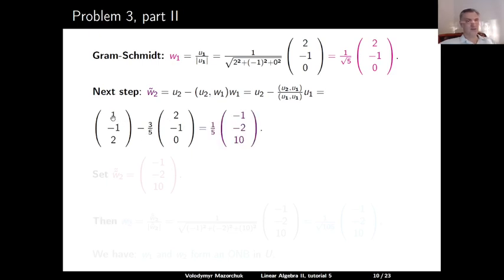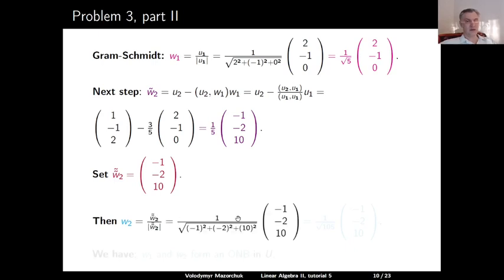We can compute this. So this is 5 minus 6 is minus 1. Minus 5 plus 3 is minus 2, and 10 plus 0 is 10, and with the coefficient 1 divided by 5. So now we can just forget this scalar multiple 1 divided by 5 and denote by w2 double tilde the vector (minus 1, minus 2, 10). So this vector is orthogonal to w1, and now we just normalize it. So the vector w2 is equal to the vector w2 double tilde divided by its length.